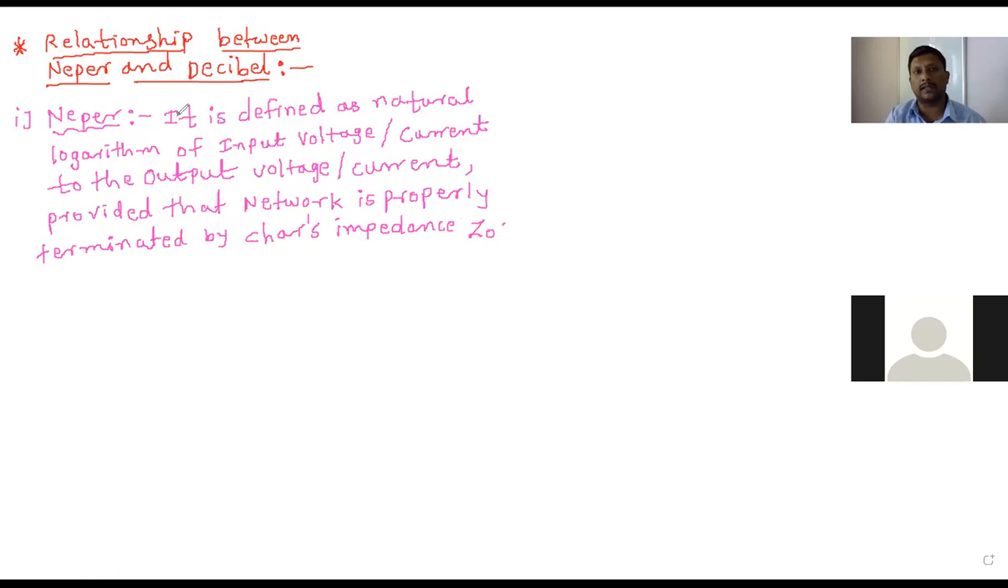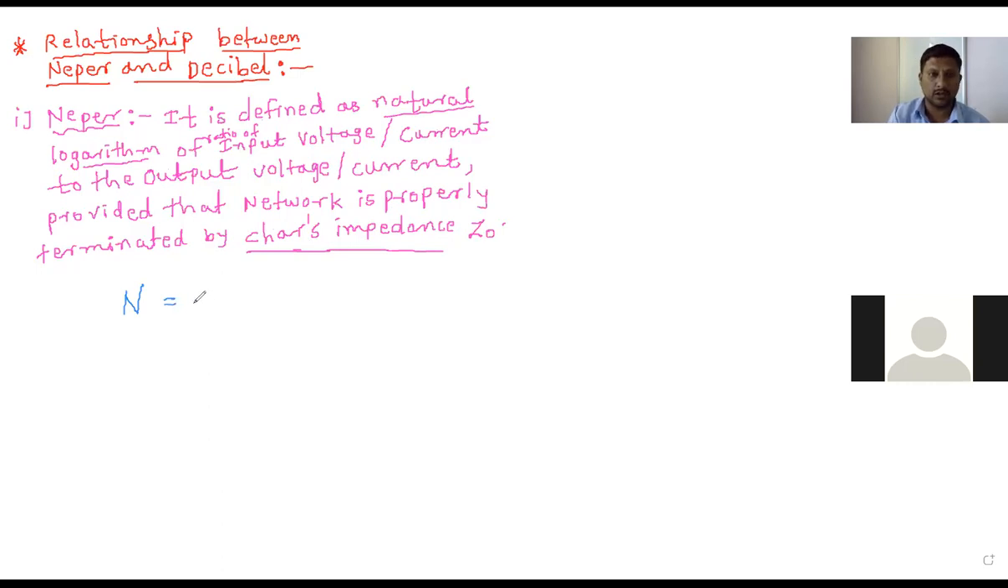So what is the definition of Neper? It is defined as the natural logarithm, that is log of base E, called the natural logarithm, of the ratio of input voltage or current to the output voltage or current, provided that the network is properly terminated by characteristic impedance Z0. If I write it in terms of an equation, Neper is denoted by N.